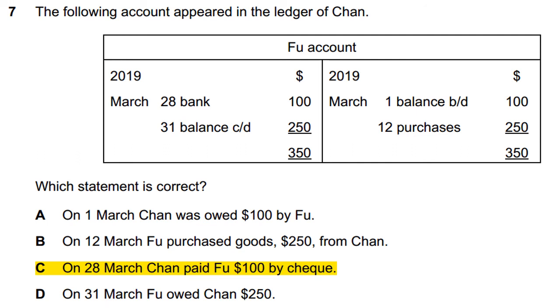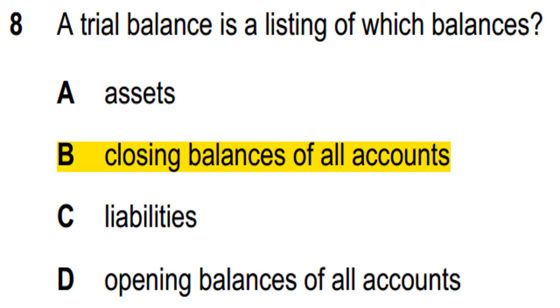On 28th March Chan paid Fu $100 by check. And number 8 is, a trial balance is a listing of which balances? A. Assets. B option is correct, closing balances of all accounts.